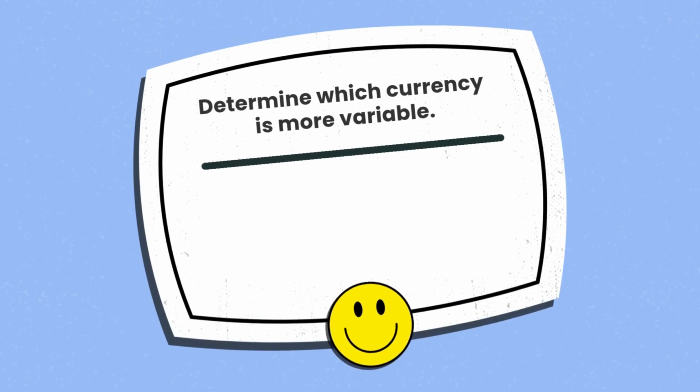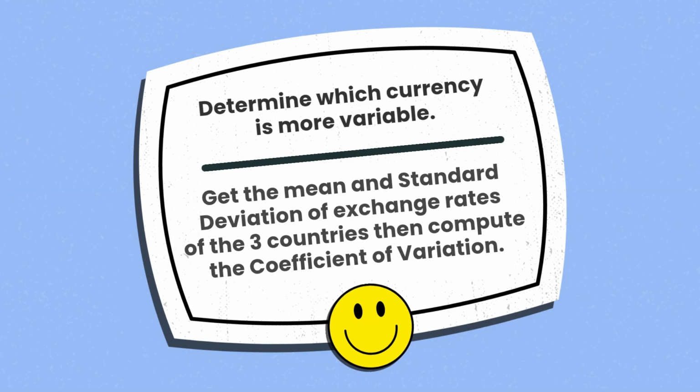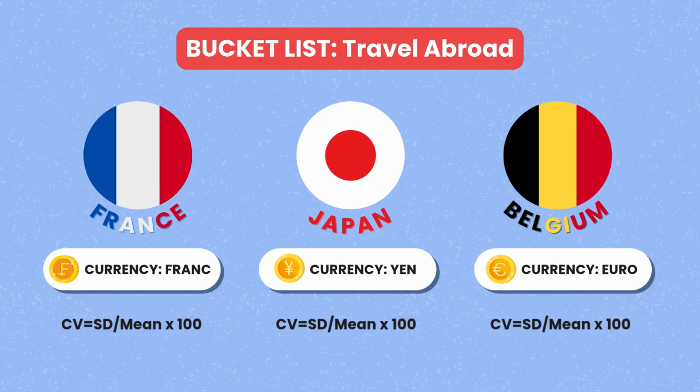I need to know which currency is more variable. And to do that, I will be getting the mean and standard deviation of the currency exchanges of the 3 countries. Then I will compute for the CV. What am I trying to say here? The 3 datasets now have 3 different units of measurement, and automatically, their means will be different from each other. So, if I want to compare these 3 datasets with respect to which is variable, I don't need to convert their units of currency to Philippine peso. Instead, I just need to compute and compare their CVs.